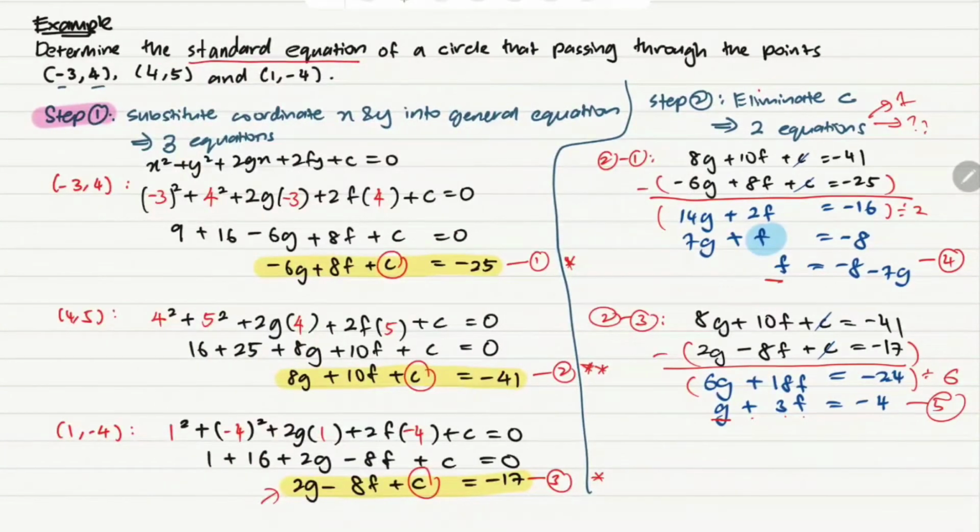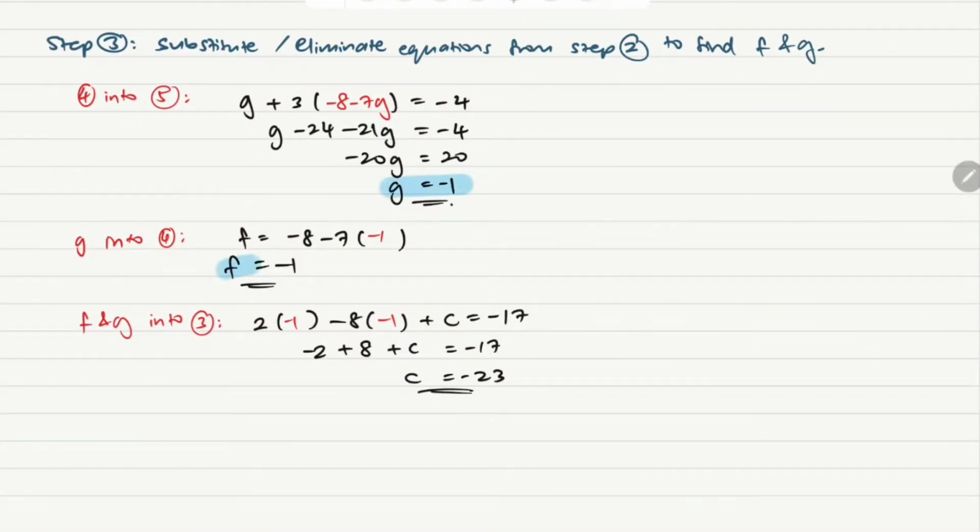Remember, the question wants us to determine the standard equation. So how to find the standard equation from finding g, f, and c? Well, now you have to relate what you have known before. You know that the standard equation form is (x minus h) squared plus (y minus k) squared equal to r squared. And we know that h and k refers to the center of the circle, (h, k). Now, what is the center for a general equation? The center for a general equation is known as (-g, -f).